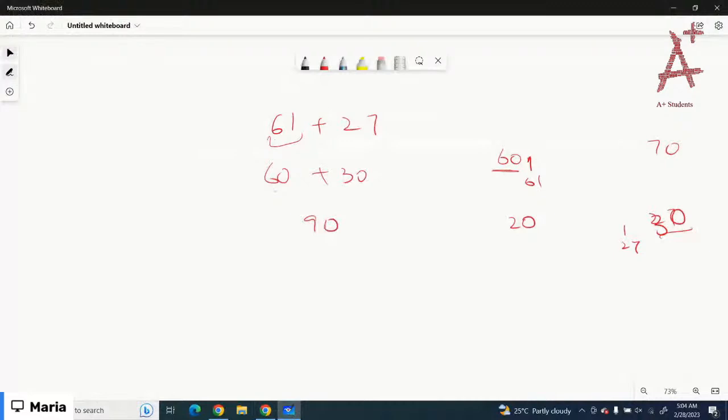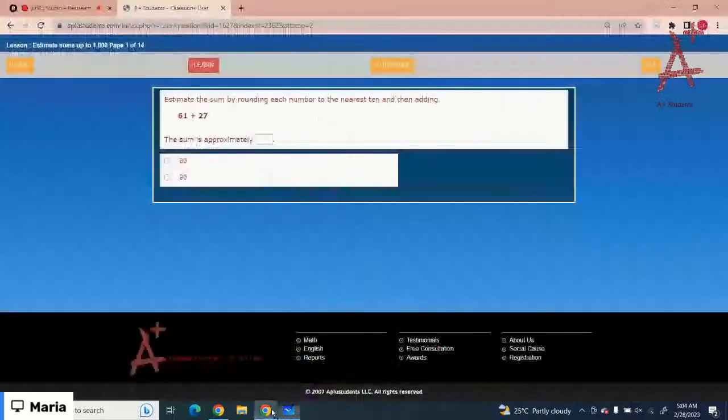You can also follow the way you did earlier. For 61, you have to round off to the nearest 10. The digit right after the tens digit is 1, and 1 is less than 5. That means you round to the same ten, so it would be rounded off to 60. Then for 27, 7 is the digit at the ones place. 7 is greater than 5, that means you have to round up. Round up means add 1 to the tens digit and replace the ones digit with 0. So it would be 30, and 30 plus 60 is 90. So the estimated answer is 90, and the correct option is 90.